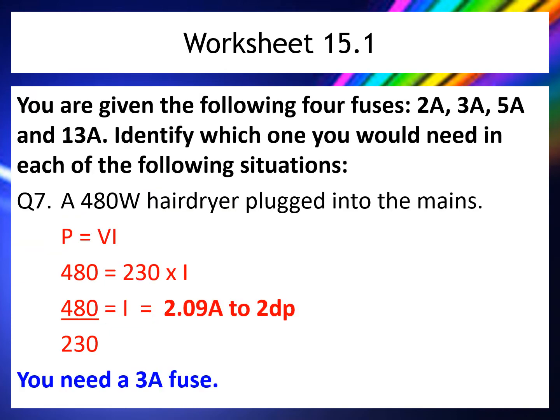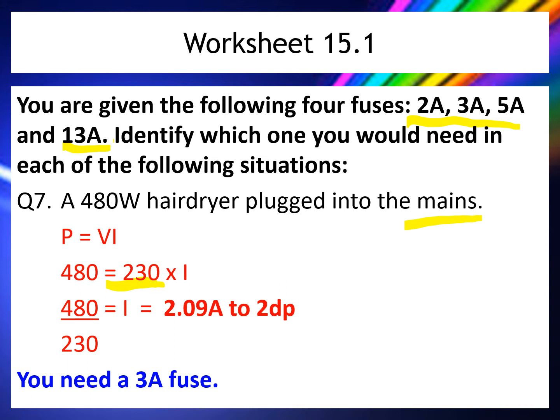So question 7 is a little bit different because we're being asked to identify which fuse we're going to put into our hairdryer. There are 4 different fuses that we can use, 2, 3, 5 or 13 amps. So what we're really being asked here is to calculate the current flowing into the hairdryer because remember a fuse will burn through if the current gets too high. We're told it's a 480 watt hairdryer and it's plugged into the mains. Here it just says mains. It doesn't give us a voltage. It assumes that we know we should be using 230 volts.